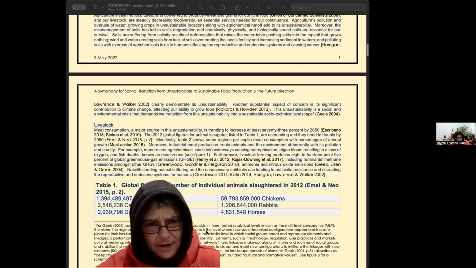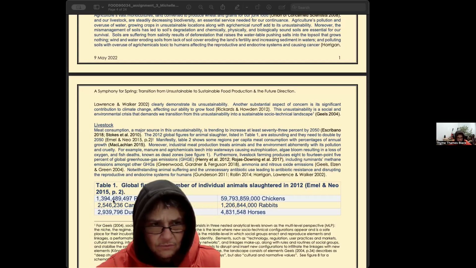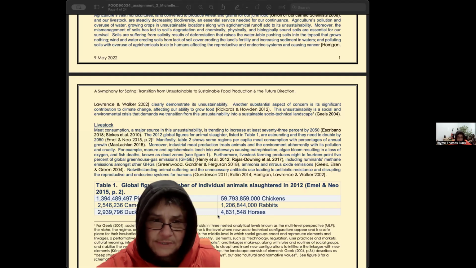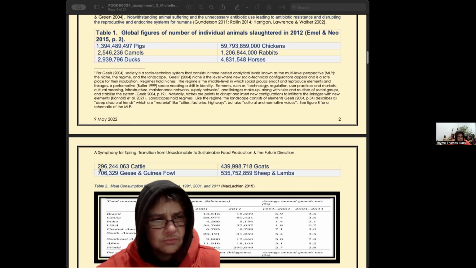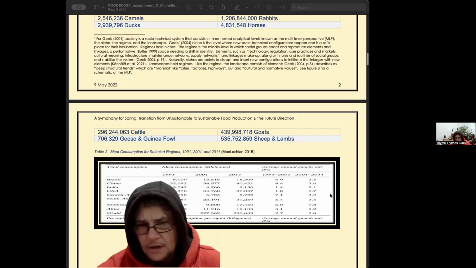Table 1, global figures of number of individual animals slaughtered in 2012. 1,394,489,497 pigs. 59,793,859,000 chickens. Horses, 4 million. Ducks, 3 million. Camels. Cattle. Geese, sheep, lambs. Goats. Meat consumption for selected regions, 2001, 2011.